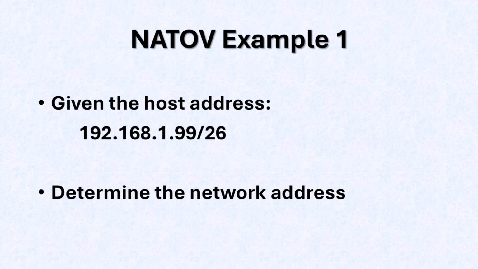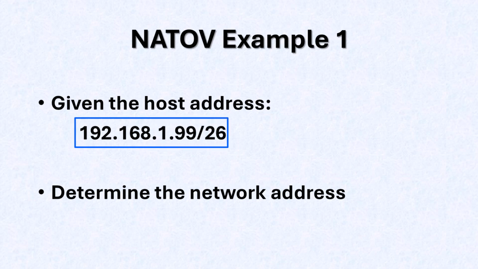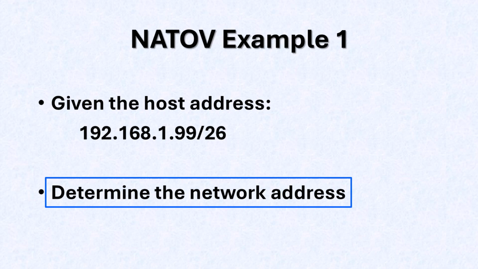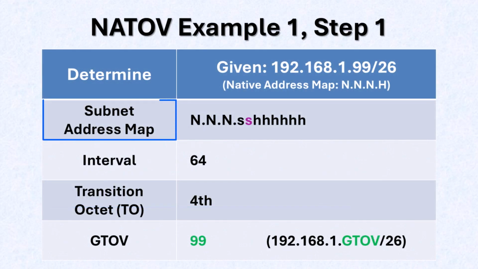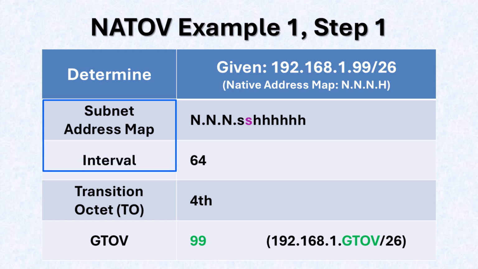Let's look at an example. Given the address 192.168.1.99/26, determine the corresponding network address. We start by determining the address map, interval, transition octet, and the given transition octet value.